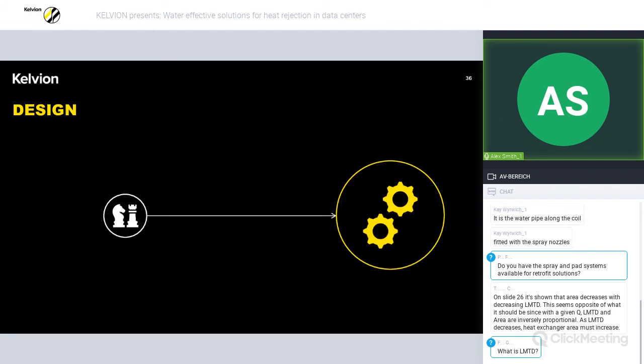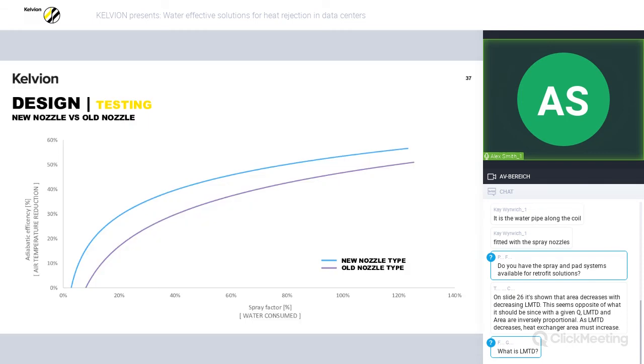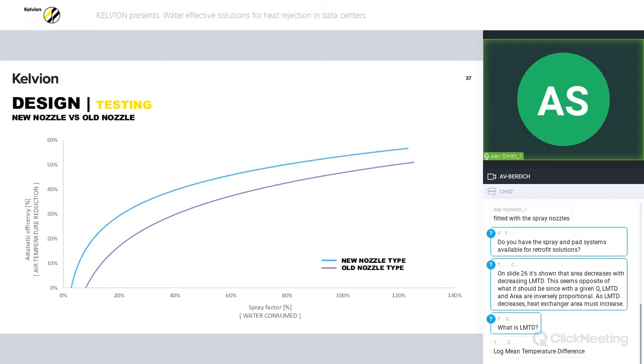So this leads me to design. How can we improve water efficiency and effectiveness through design and manufacture? One key avenue is through informed component selection. Here we are comparing a newer nozzle technology to that used on earlier adiabatic systems, and we can see a greater temperature reduction with less water consumed in the process. The y-axis here is representative of the air temperature reduction achieved, while the x-axis is indicative of the volume of water consumed to achieve that reduction.